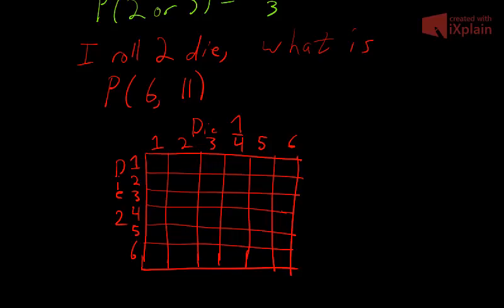So what I'm going to do now is I'm going to fill in all of these. If I roll a 1 with die 2 and a 1 with die 1, I'm going to end up with a 2. A 1 and a 2 is going to give me a 3, and so forth. I can fill all of these in.